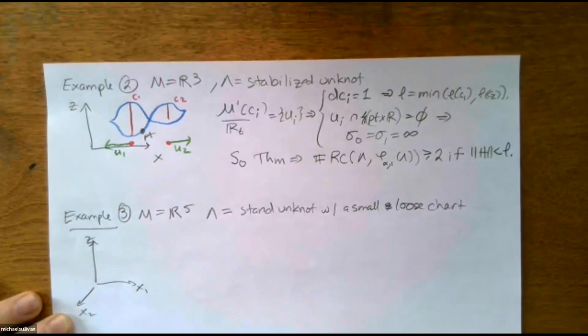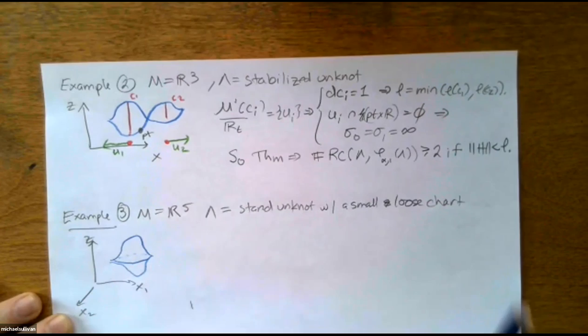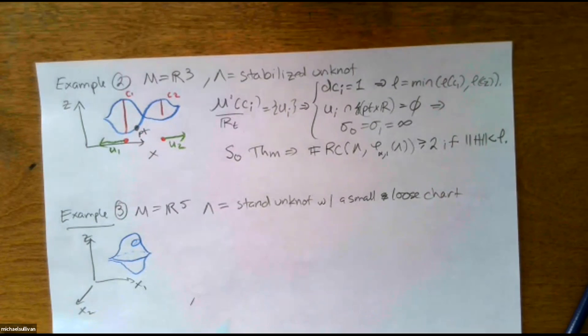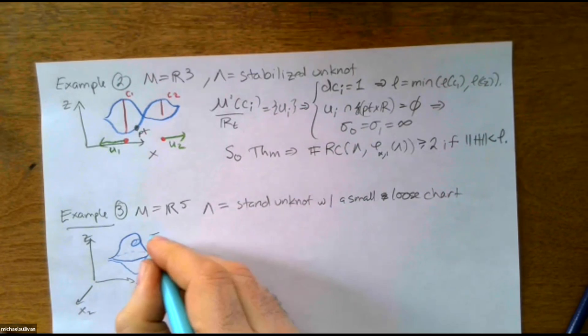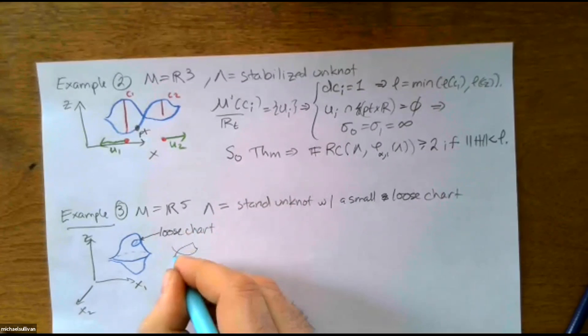Same picture as example one, but now it's only two-dimensional. And right here, maybe I do a little Reidemeister 1 move or something, and I add in a little loose chart that we drew before that looks something like this. Okay.